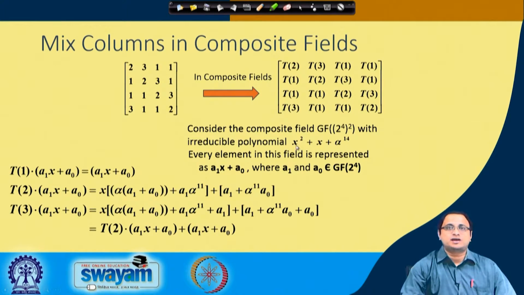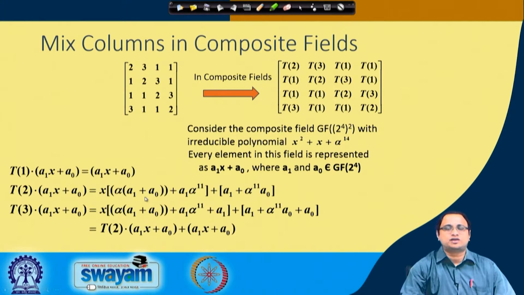So, what is the polynomial? X squared plus x plus alpha power of 14. Therefore, whenever you get x squared, you substitute that with x plus alpha power of 14. If you do that, every element here can be represented in this form of A1x plus A0, where A1 and A0 are elements in GF2 power of 4 square. So, in this case, you will get this particular example here.